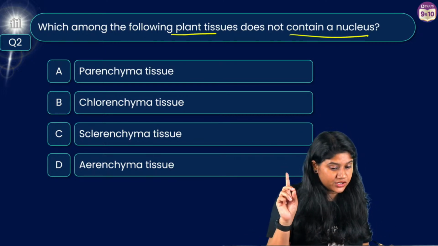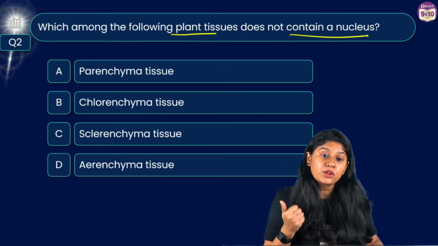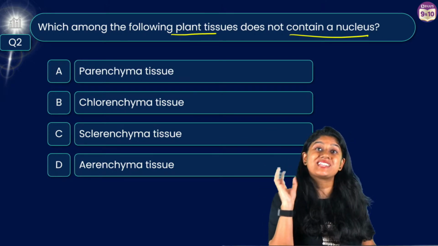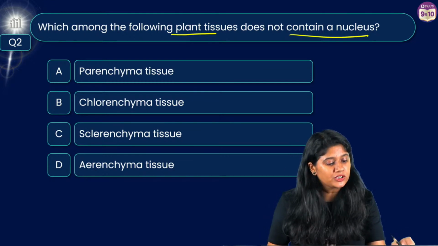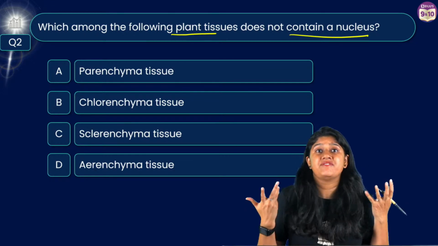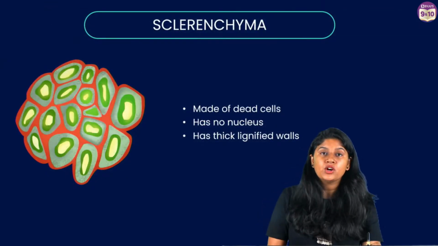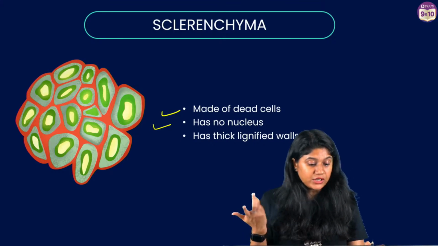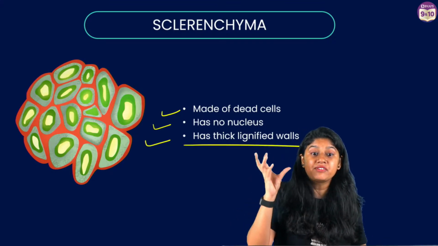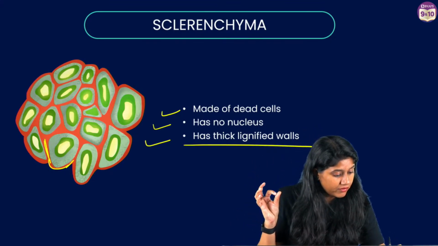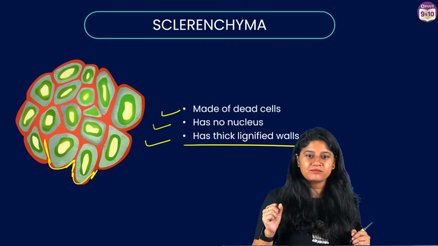We're talking about the plant tissue, right? And which does not contain the nucleus. So a tissue or a cell which is dead will not have the nucleus, right? We know that parenchyma, collenchyma, and chlorenchyma are definitely living. So we are only left with the option which is sclerenchyma, right? So they are made up of the dead cells. They don't have a nucleus, and of course they have thick lignified walls. See over here, they have thick lignified walls.